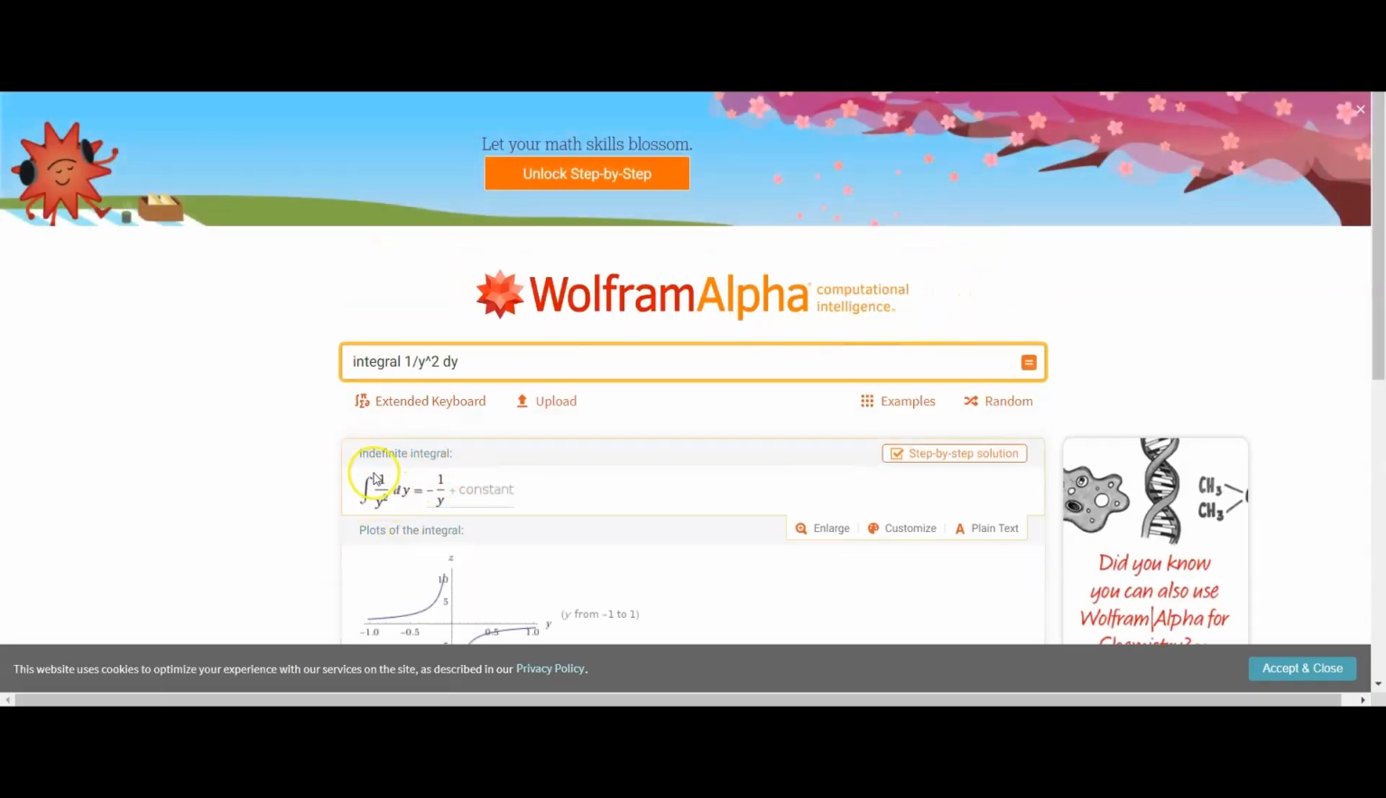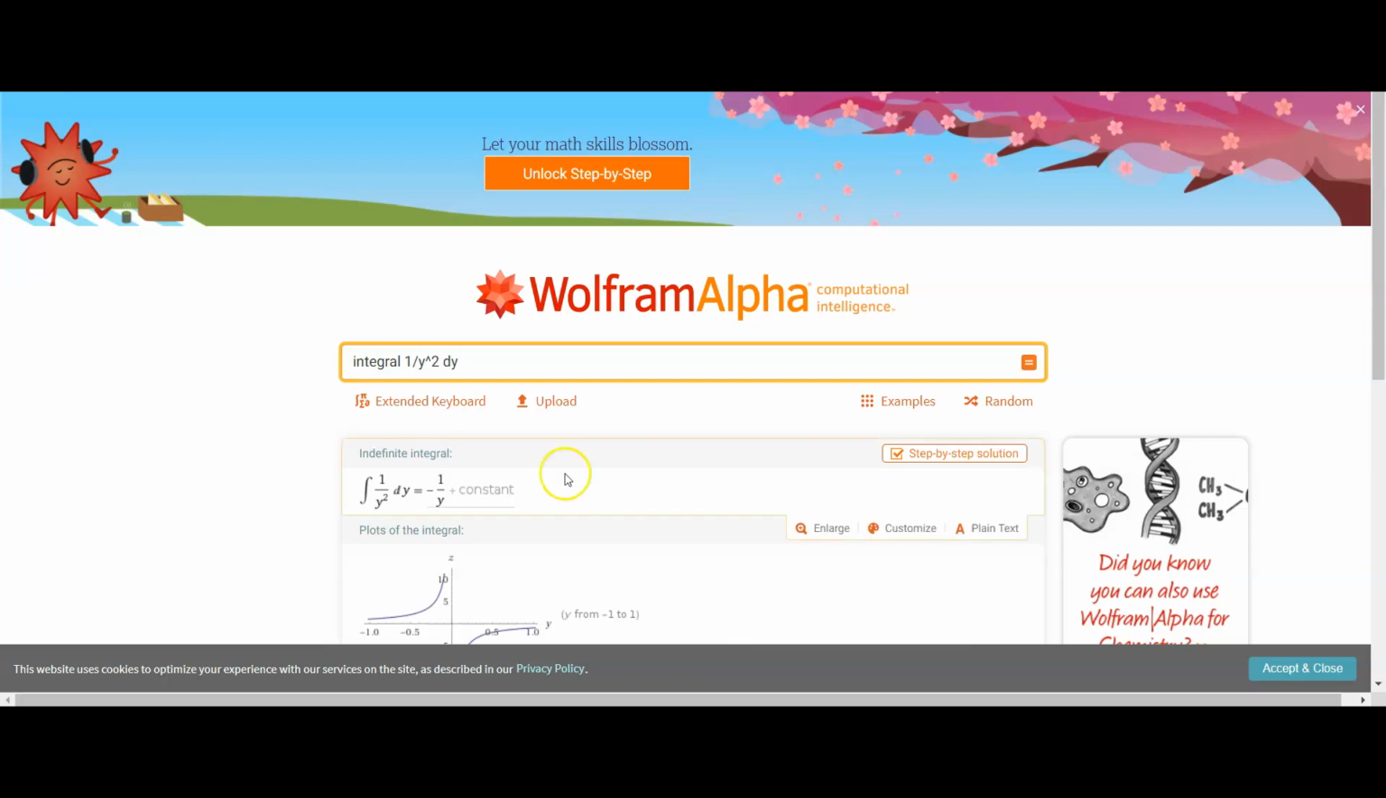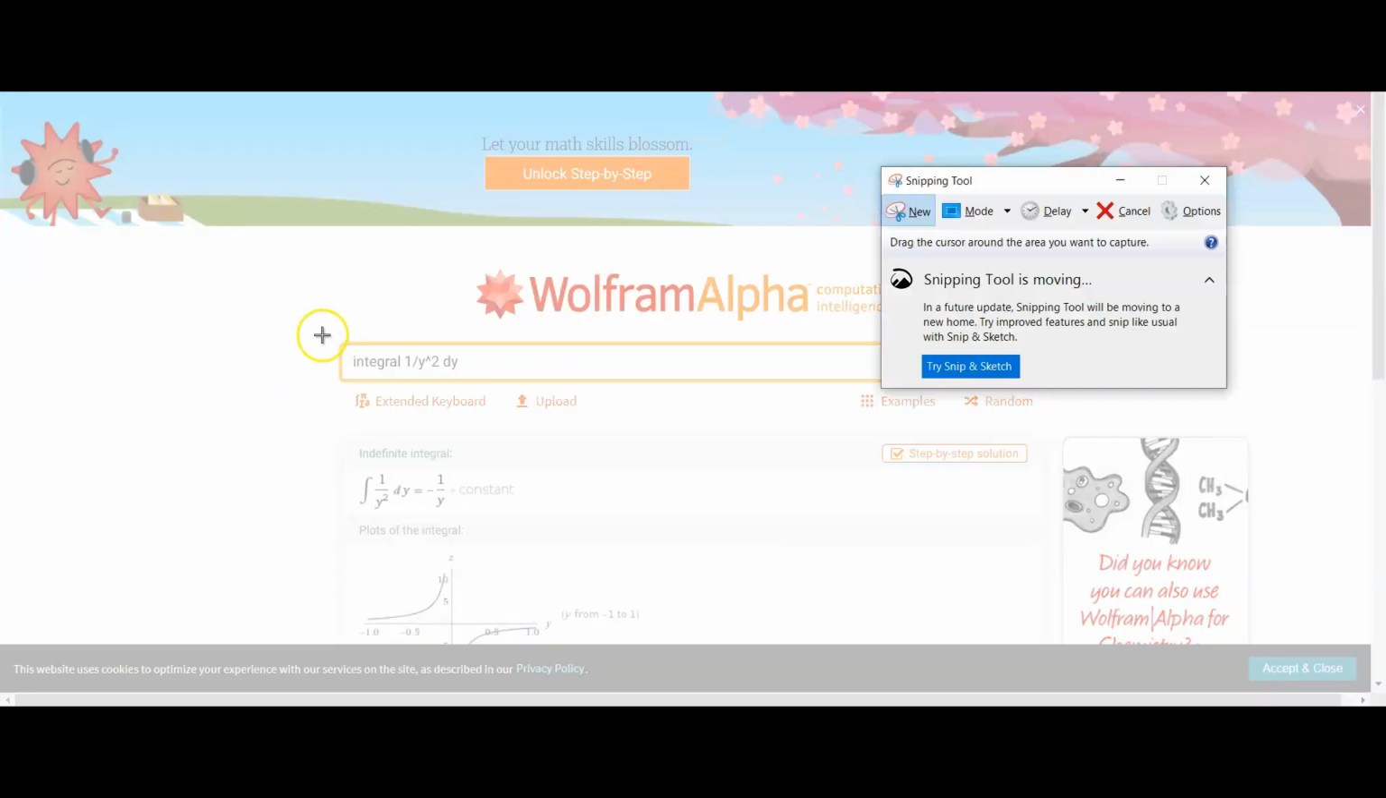Right up here, it tells you, okay, good, that's exactly what I wanted to integrate, and it comes out to negative 1 over y plus a constant. But again, because for our integral we have the constant on the other side, we don't need to add the plus c. So you can see that that's basically utilizing the power rule of integration.